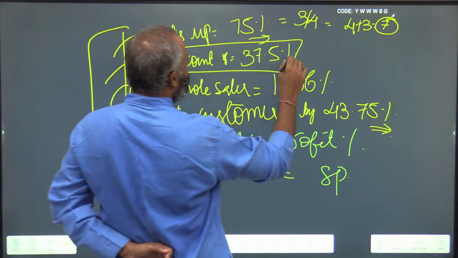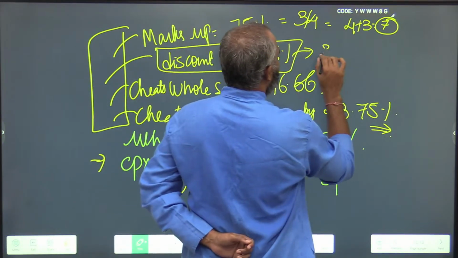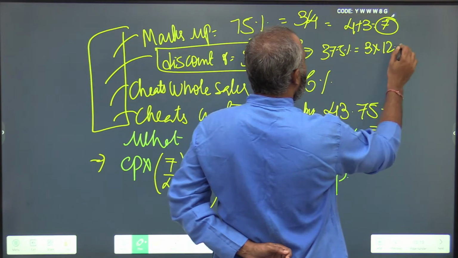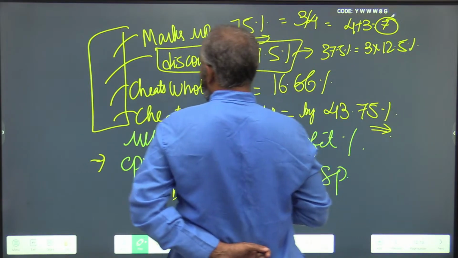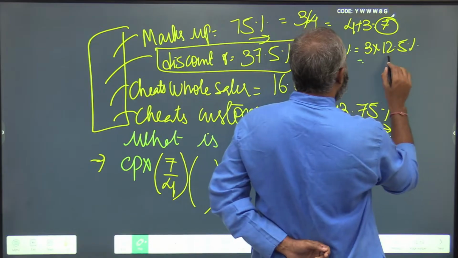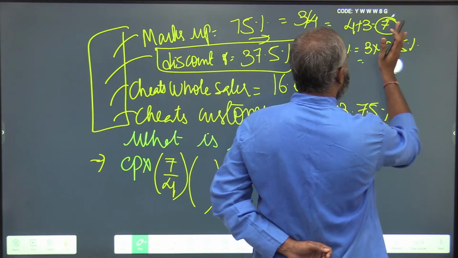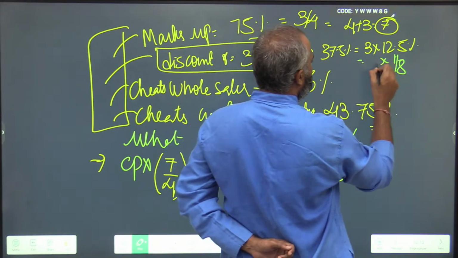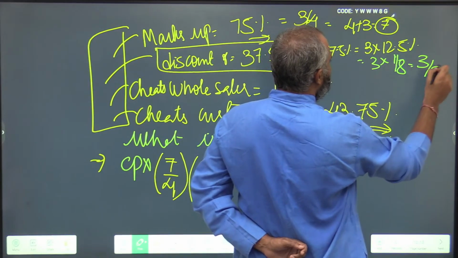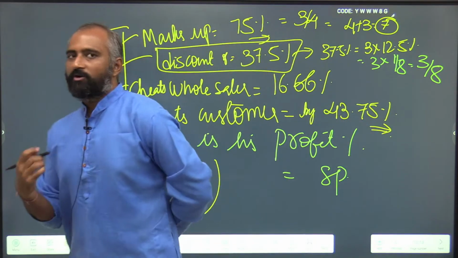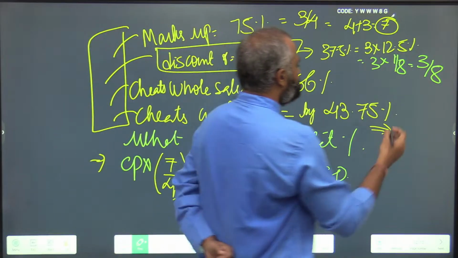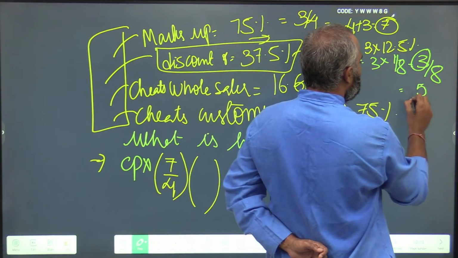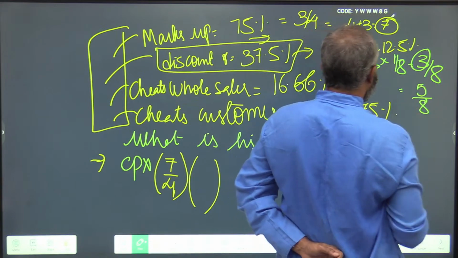Next, discount of 37.5%. How can I write 37.5%? It is 3 into 12.5%. 12.5% is 1 by 8, and 3 means he is giving a discount of 3 units on a base of 8 units. So what is the actual price? He is discounting 3 units out of 8 units, so the actual price will be 5 by 8. 8 minus 3 is 5 by 8.